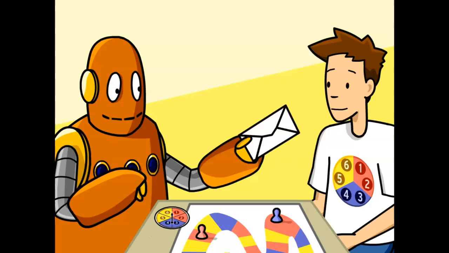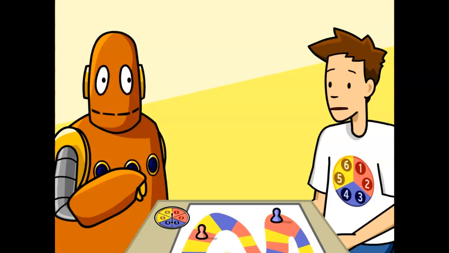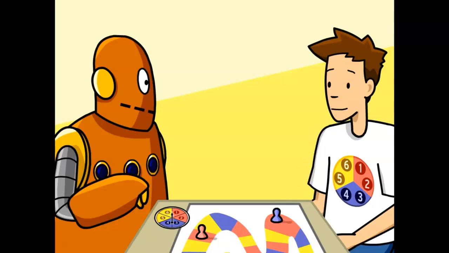Stop trying to bend the rules. Dear Tim and Moby, I'm playing the same game you are. What's the probability that I land on a yellow or on a 3? From Gabby. That's a little strange. Yeah, I know.